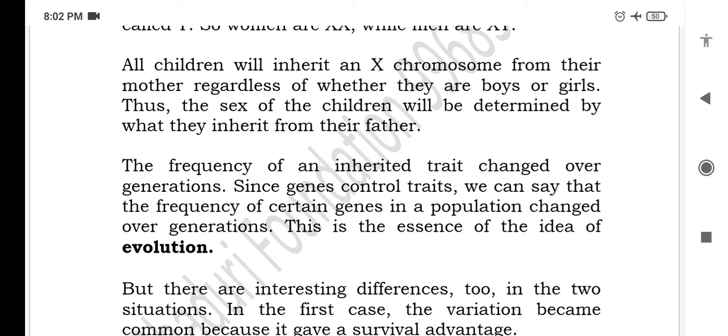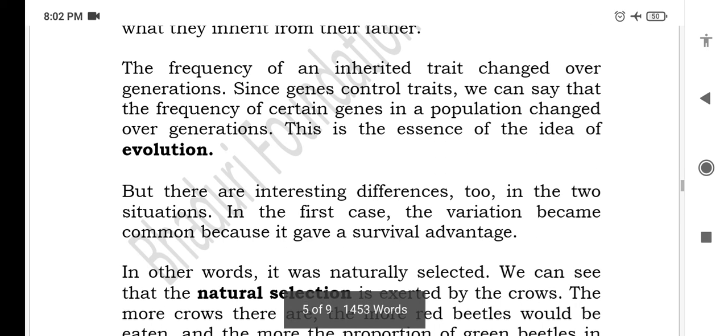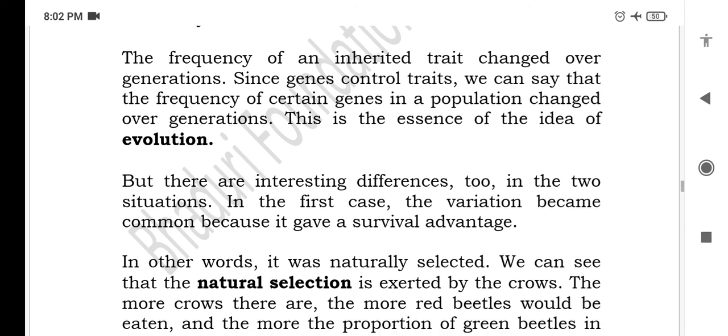The frequency of an inherited trait changes over generations. Since genes control traits, we can say that the frequency of certain genes in a population changes over generations. This is the essence of the idea of evolution.